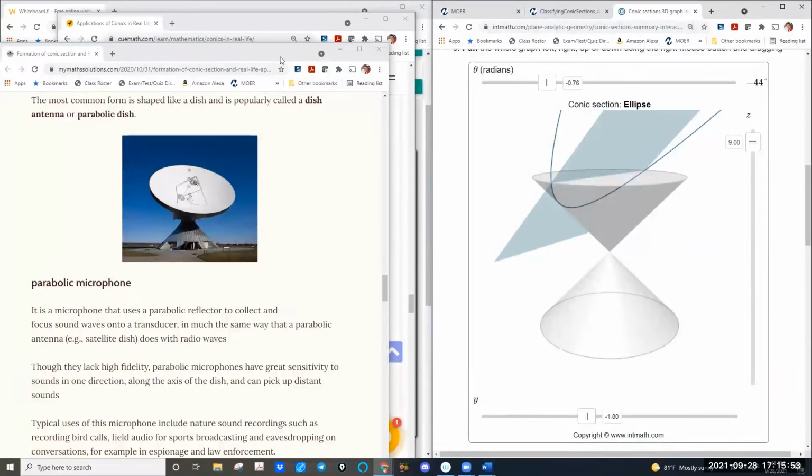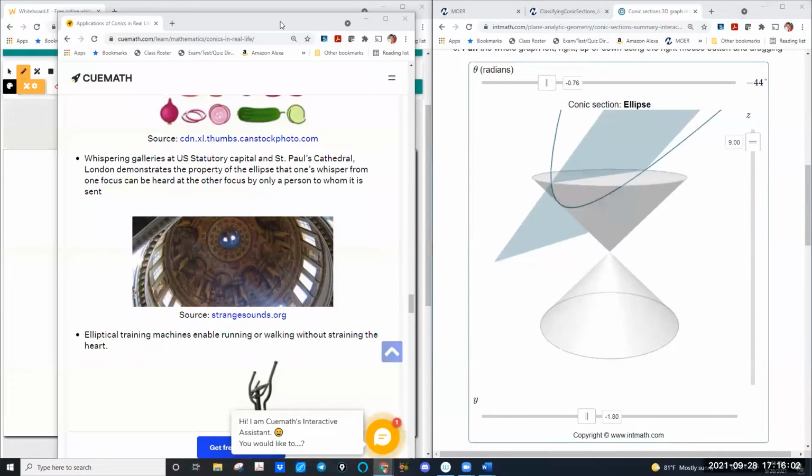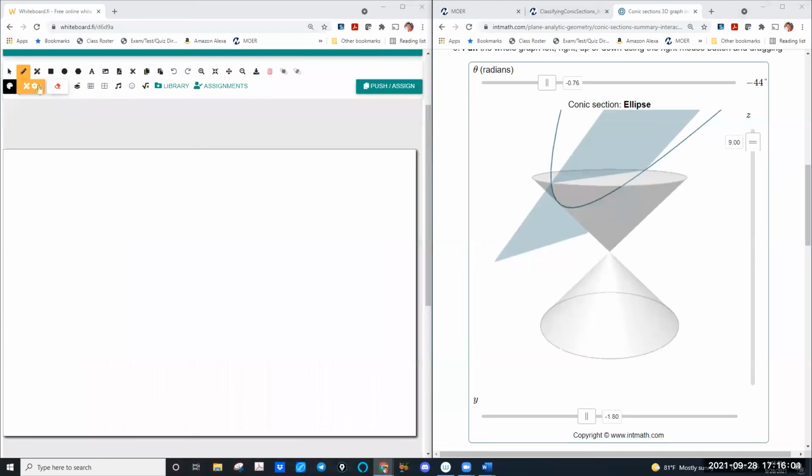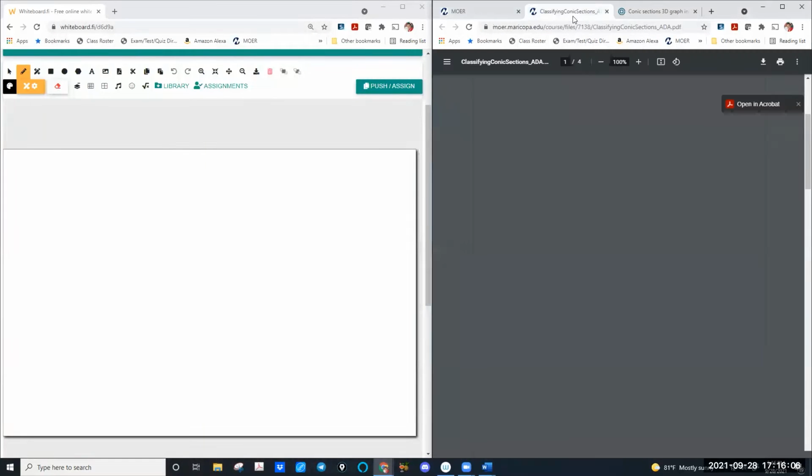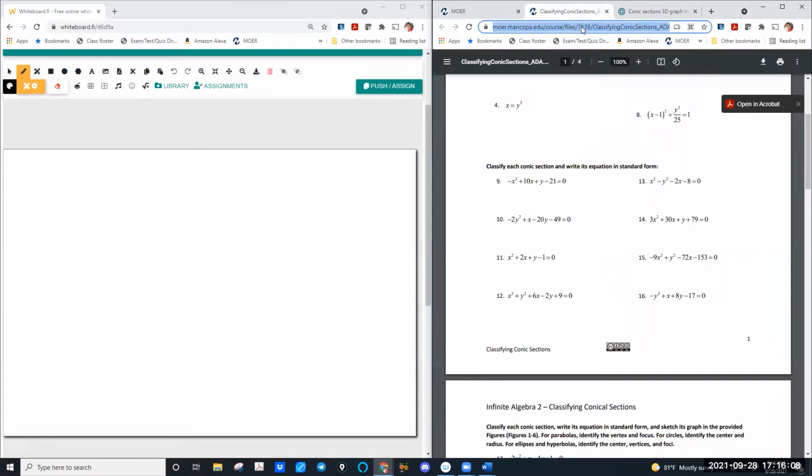So that's just my quick little brief introduction into why conics are cool. They're very important. Now let's talk about what we're going to be doing with them here. I'm going to throw this worksheet in chat because this is the worksheet we're working with today.